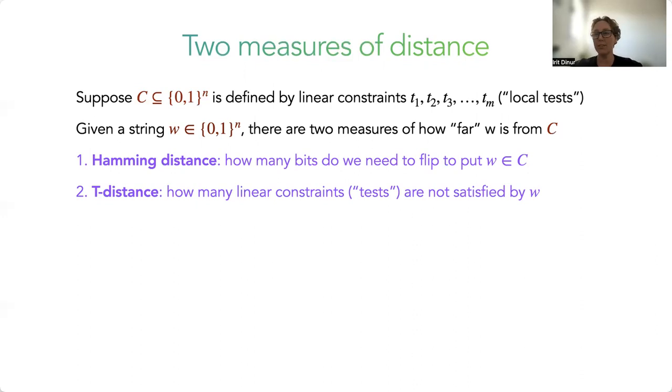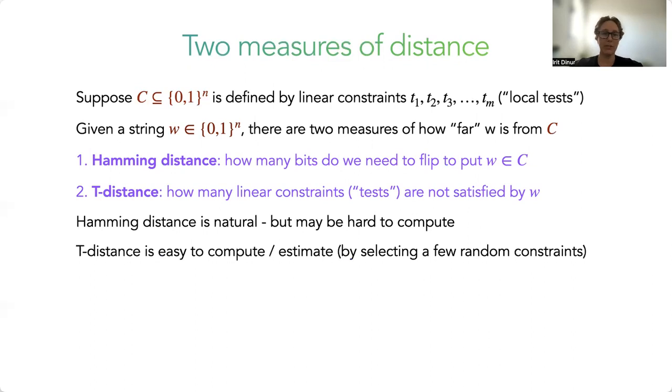And you can get a good estimate of this distance by just selecting a random i from 1 to m and calculating Ti. As we said, all the Ti's are sparse, so to calculate whether W violates Ti or not is going to cost you only a small number of bits that you read from W.